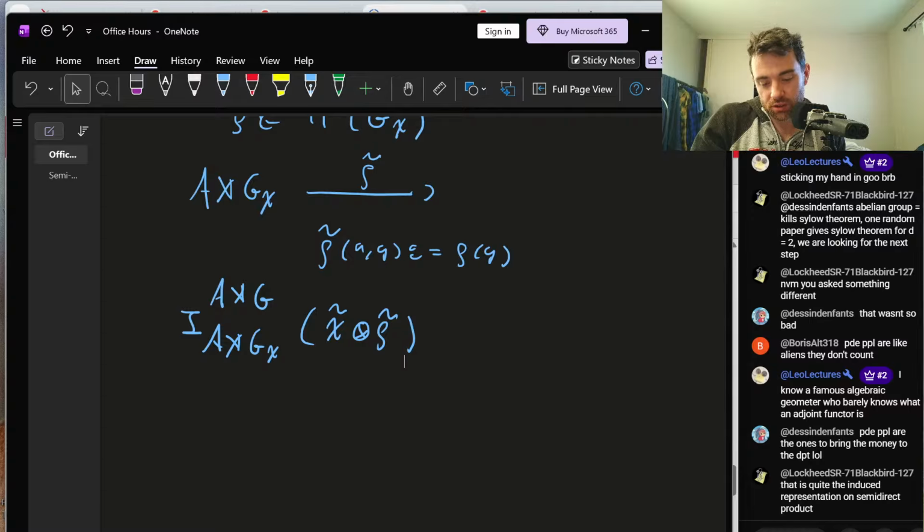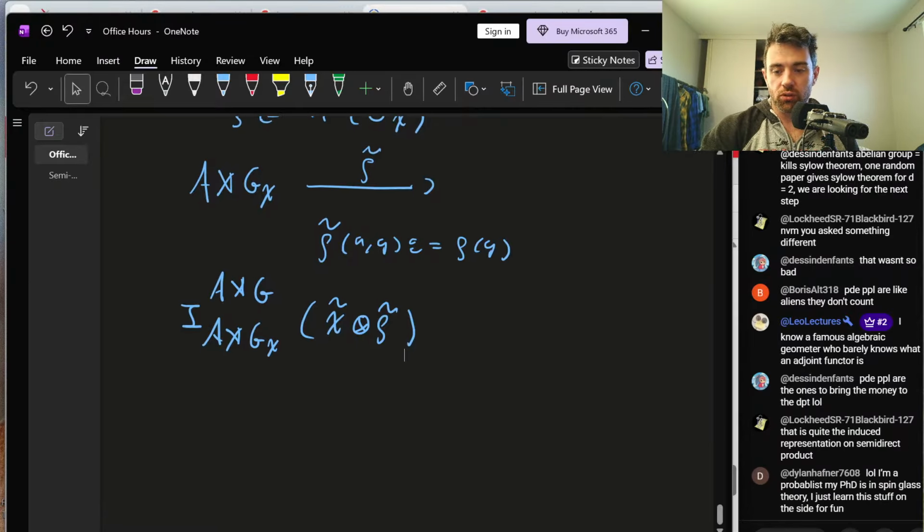Let's see. Did I do this right? Character of degree 1. Yes. Wait, canonical projection. Yes. Right, that should be it. Yeah. So, that is quite the induced representation on semi-direct product, yes. But here's the point. This should be irreducible.